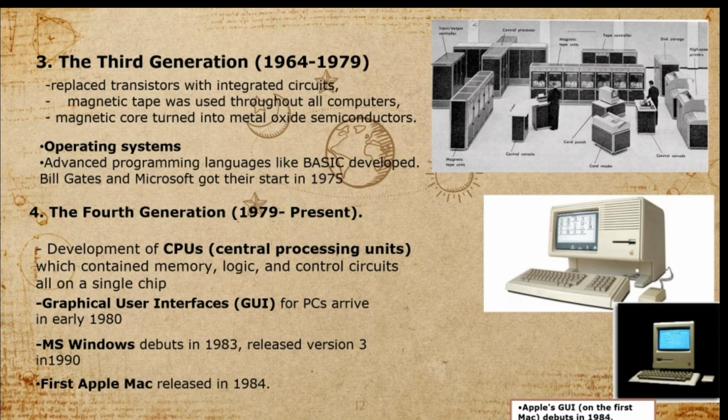We also have the third generation of digital computing, which happened from 1964 up to 1979, though there are also references that say it happened from 1964 to 1971. In this generation, the transistors were replaced with integrated circuits in computers, and using these integrated circuits helped reduce the size of computers even more than the second generation computers. It also helped them function faster than before.